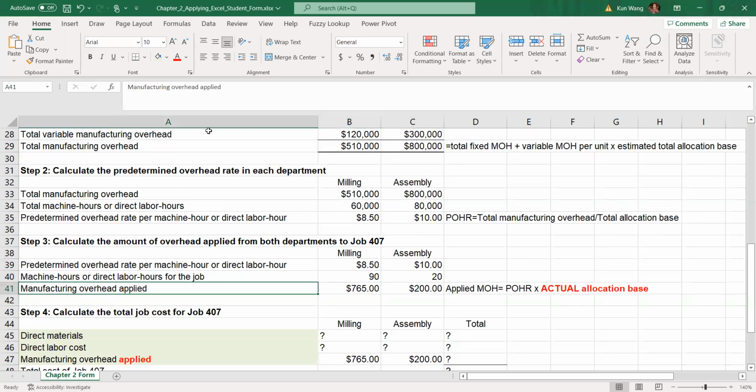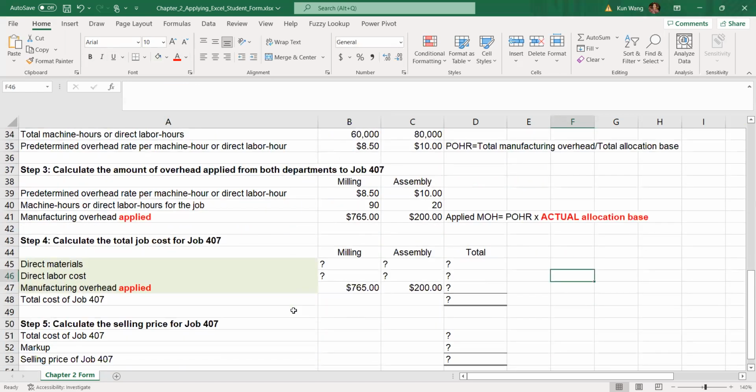So be careful again, let me highlight this applied. Red. So applied overhead. Okay. Then step 4, the total cost and later unit cost for the job.